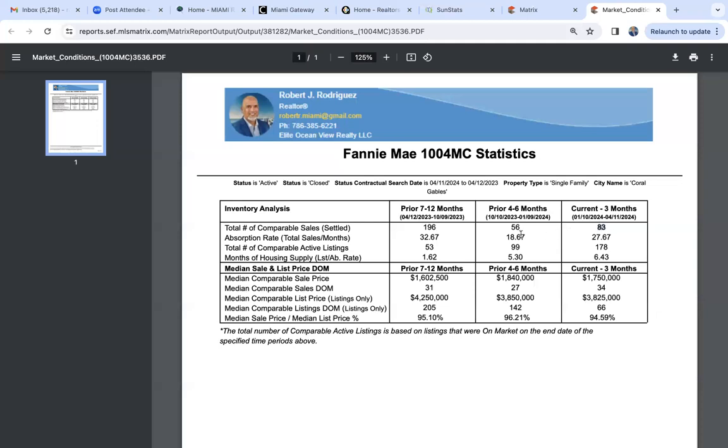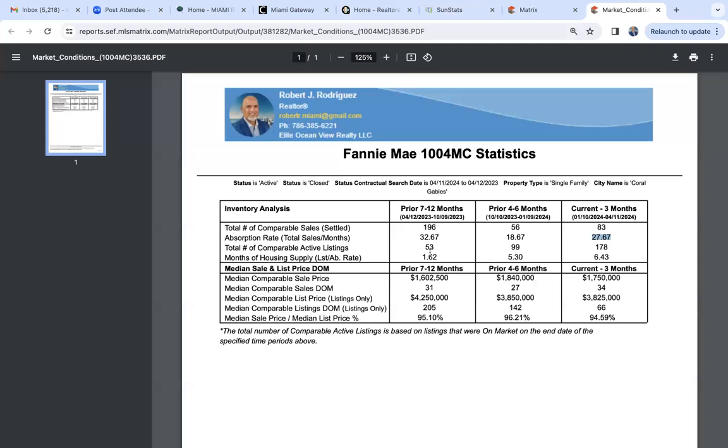Okay. Now, the second line is what's called your absorption rate, the total sales per month divided by the number of months. So we were selling 18.6 properties per month in Coral Gables for the last quarter of 23. In the first quarter of 24, we are now up to 27.6 sales per month. So as you can tell, the volume of sales has increased in Coral Gables. Okay.